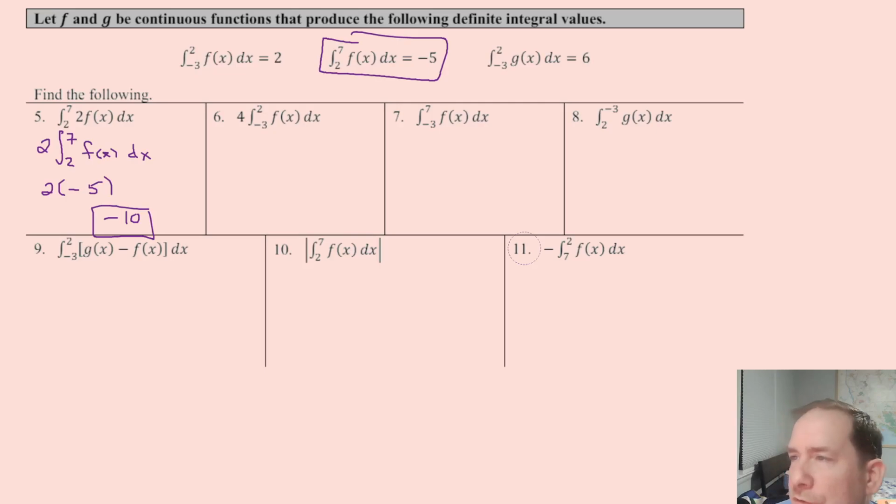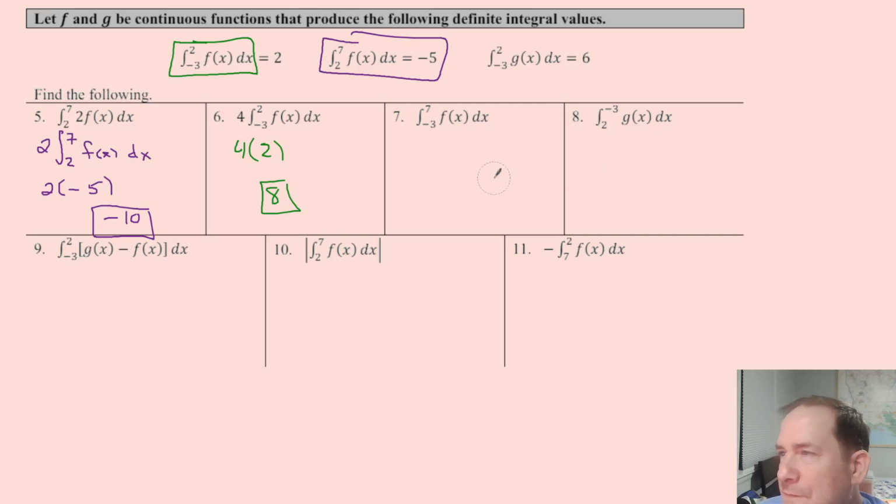For number 6, I don't see anything special about 6. They've already factored out the 4. The limits go the right way from lesser to greater. And -3 to 2 is just sitting right here for us. So basically the only thing they're asking is, do you know that you can just take the 4 and multiply by the whole integral? So 4 times 2 makes 8. Yep, that's it. That's all you do.